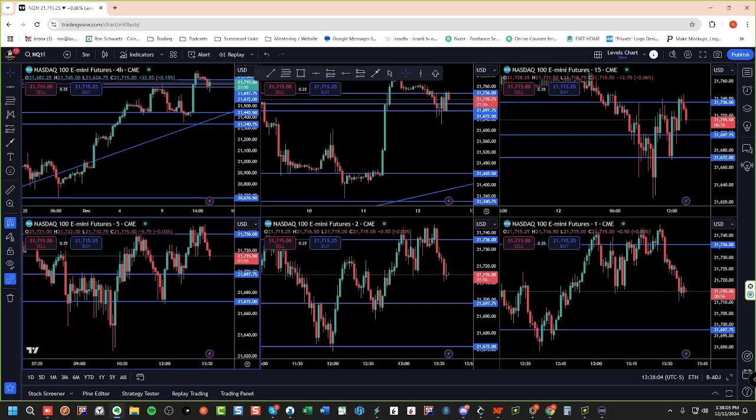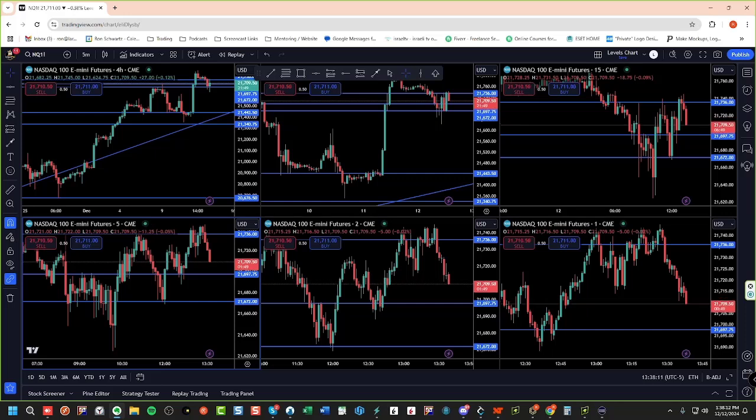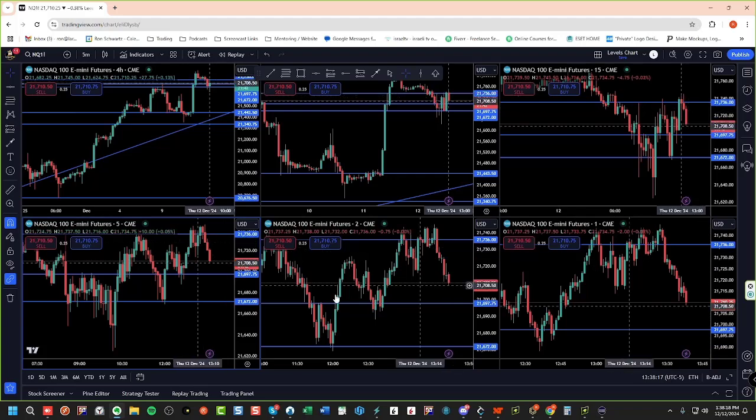Actually, I was asking about the overnight gaps. Oh. So, yeah, it's not really yellow. Gold is the color that I have. It just doesn't show up very well. And the gap levels are yellow.